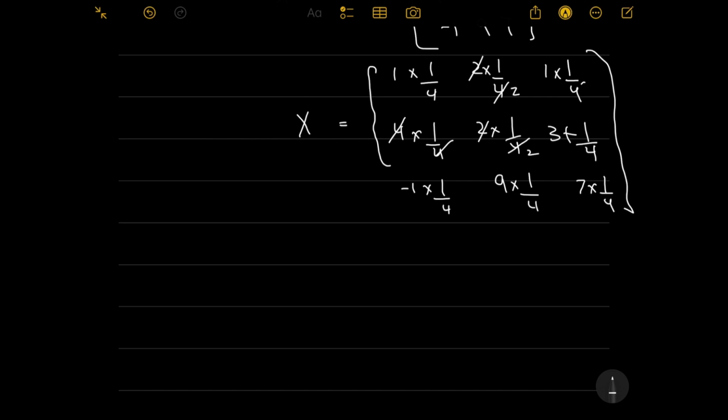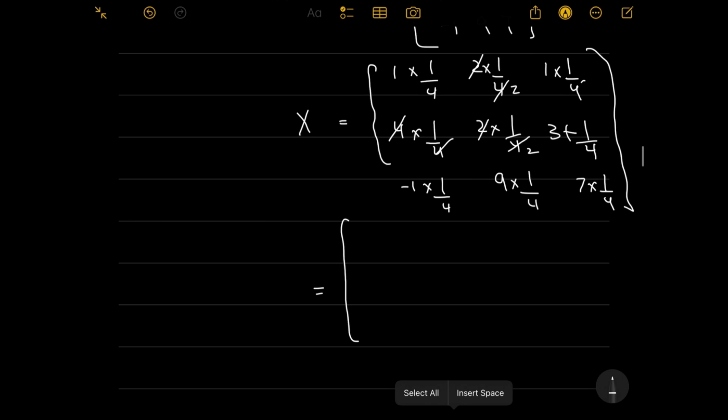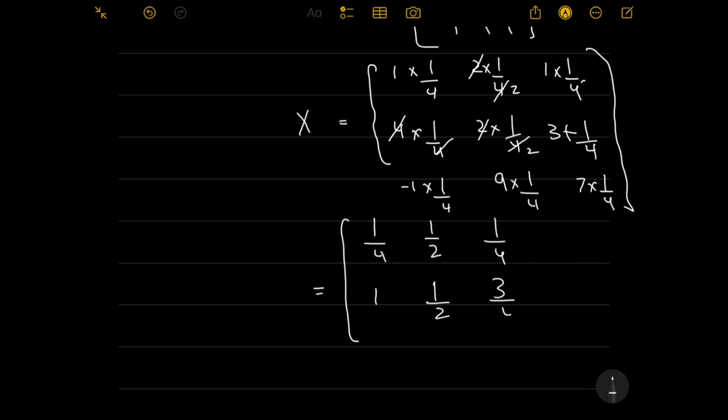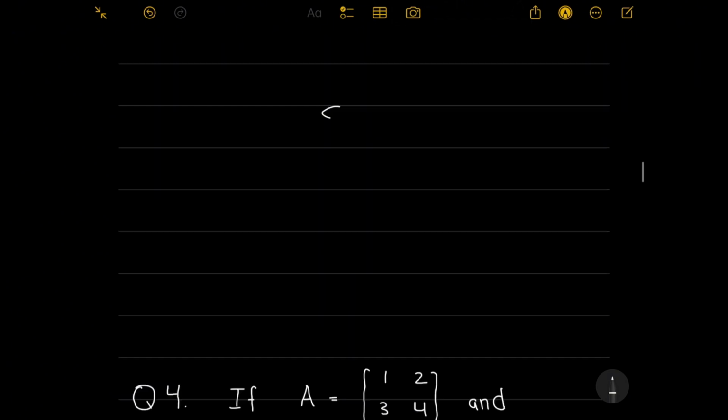So now, okay, we write it a bit simple here. So it will be 1 by 2, 1 by 4, that's 1, and it's 1 by 2, 3 by 4, minus 1 by 4, 9 by 4, and 7 by 4. So simply we get the value of x as this matrix.